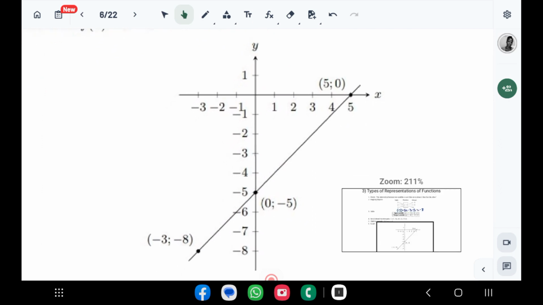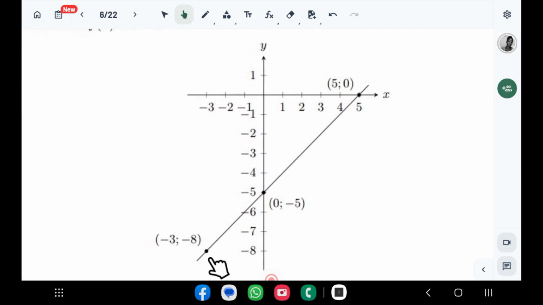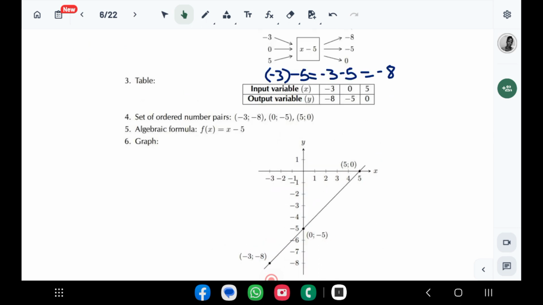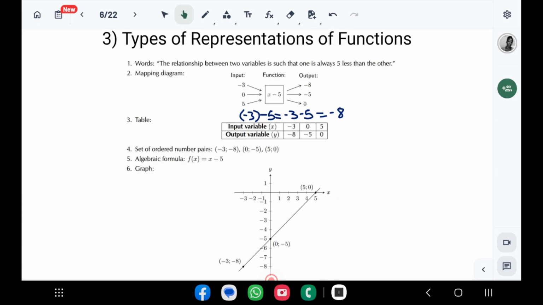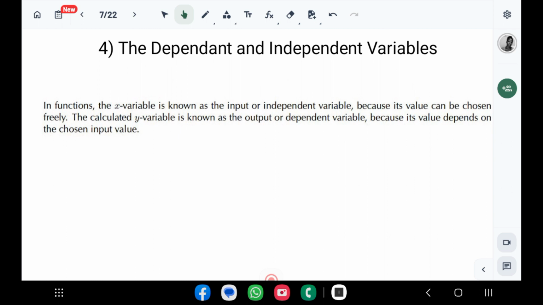And there is the function. You've got your ordered pairs: -3, -8; 0, -5; 5, 0. Those are the ordered pairs. That is the number of ways you can represent a function. Any of these ways is fine. Don't let that confuse you. You're dealing with exactly the same thing over here, just different representations.